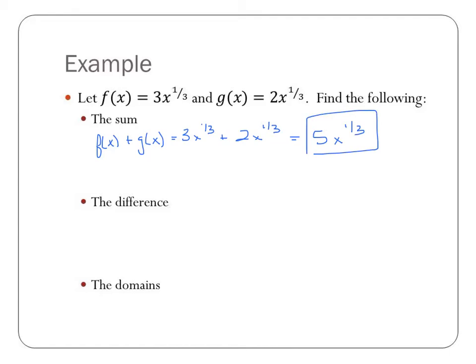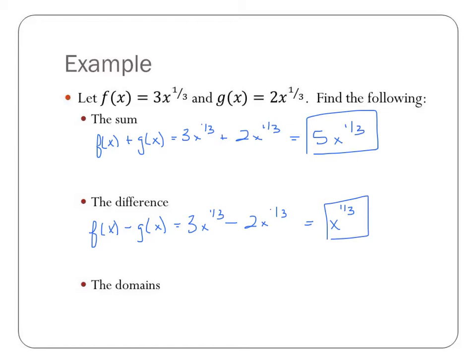The next thing is the difference. This would be f of x minus g of x. Now notice g of x minus f of x will give you a completely different answer, so make sure that the order is correct. This is going to be 3x to the 1/3 minus 2x to the 1/3, which leaves us with just 1x to the 1/3.